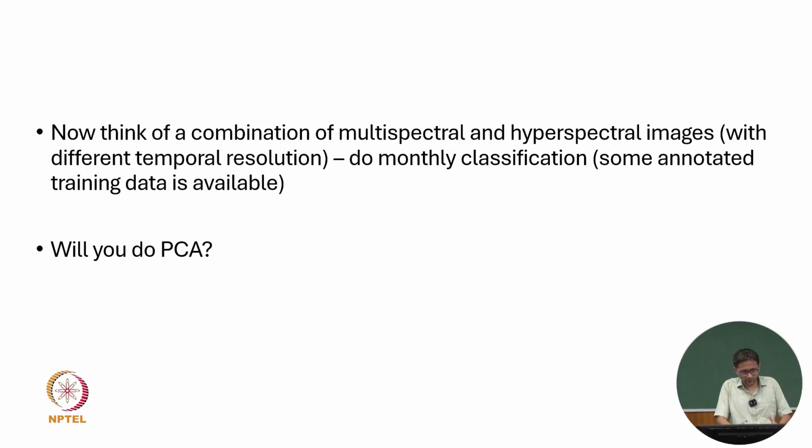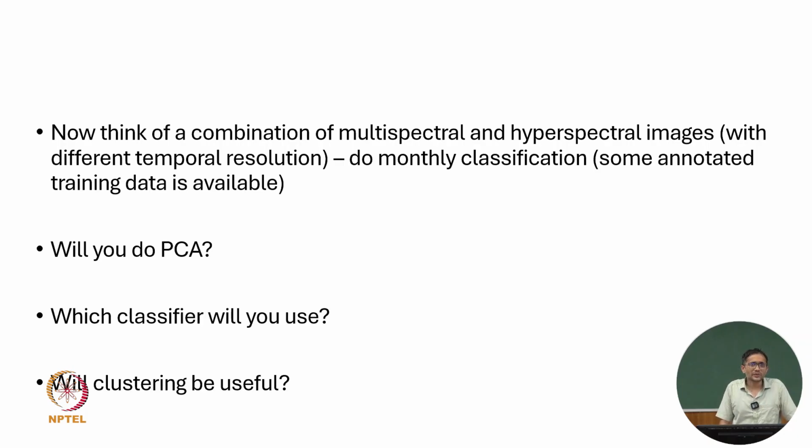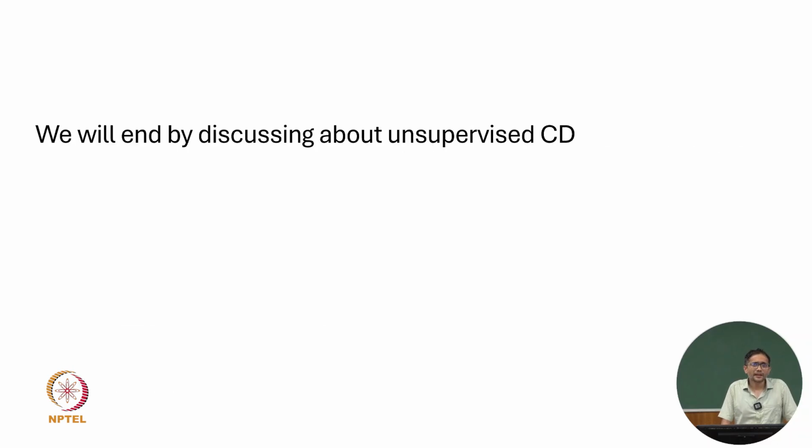If you want to give a similar kind of weightage to the multispectral and the hyperspectral information, we probably have to bring the hyperspectral down to a similar number of channels as the multispectral, right? So probably PCA will come into use there. Then of course you can ask yourself which classifier you will use. Will clustering be a possible approach here? So think about these questions. There is no unique answer to these questions as such, but thinking about this will bring important or useful insight.